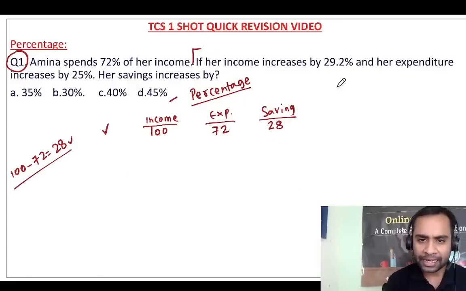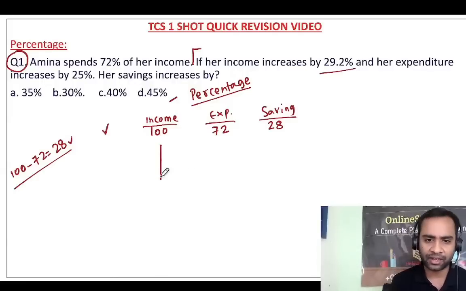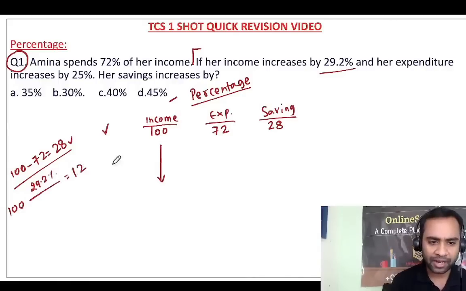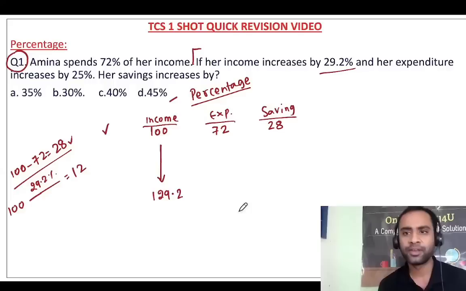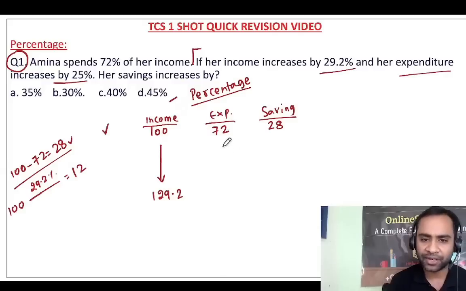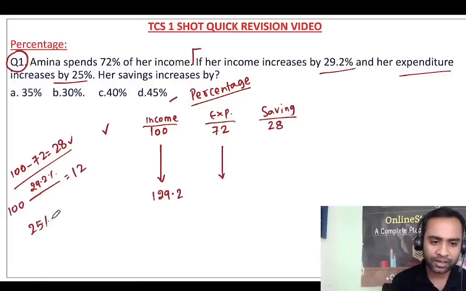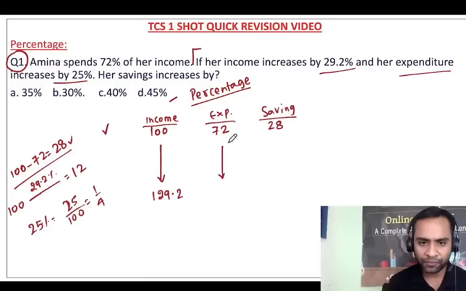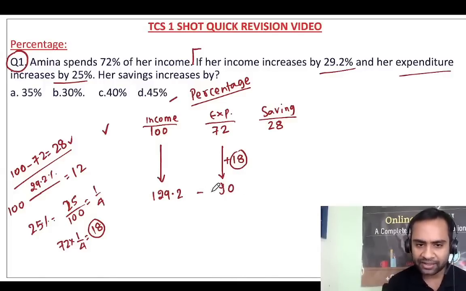Now if her income increases by 29.2%, so 100 is your base, it will become 129.2 rupees. And her expenditure increases by 25%. 25% is 25 by 100, it is 1 by 4. So what is 1 by 4th part of 72? It is 18. That means expenditure is going to increase by 18 rupees, it will become 90. What will be the saving? Just subtract it, so it is 39.2.